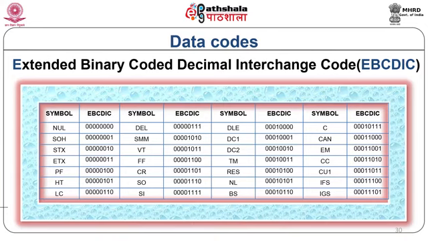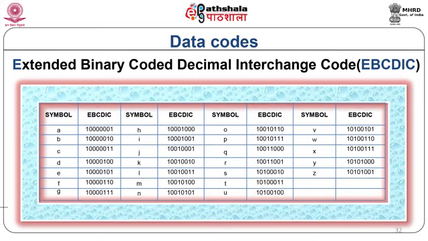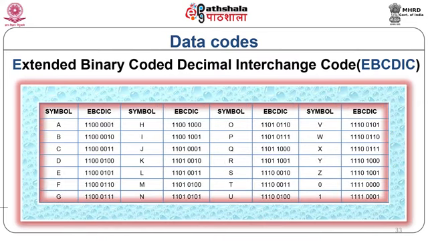There are 4 main blocks in the EBCDIC code page: 0000 0000 to 0011 1111 is reserved for control characters. 0100 0000 to 0111 1111 are for punctuation. 1000 0000 to 1011 1111 represents lowercase characters, and 1100 0000 to 1111 1111 for uppercase characters and numbers.